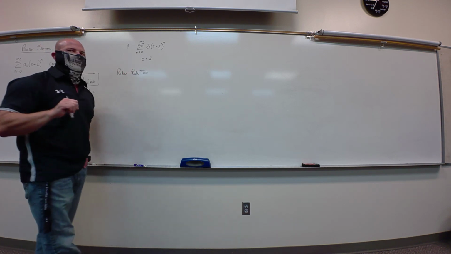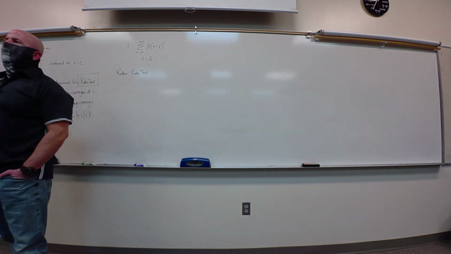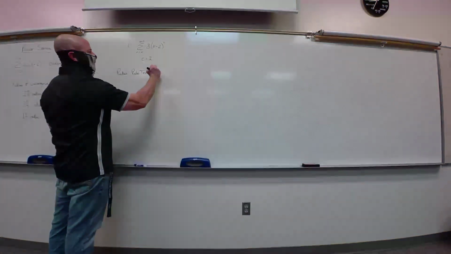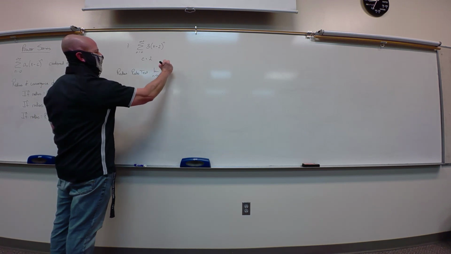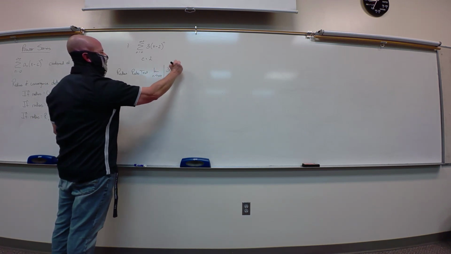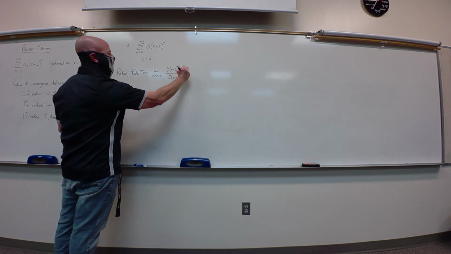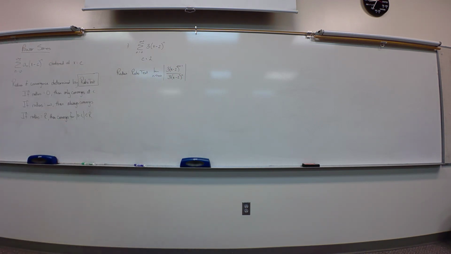Now, the nice thing is, any of the tests that we use, we're going to use the ratio test here to start. They're all ones we've already done. There's not a new test coming. So my ratio test: limit as n goes to infinity of the absolute value of 3 times x minus 2 to the n plus 1 over 3 times x minus 2 to the n. Not a whole lot going on in this ratio test, really.